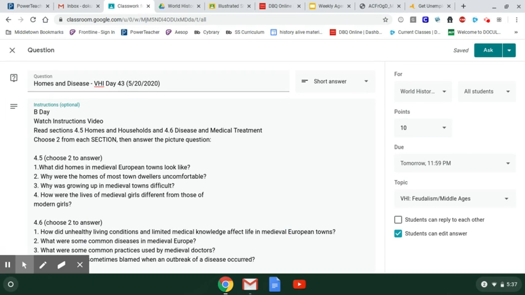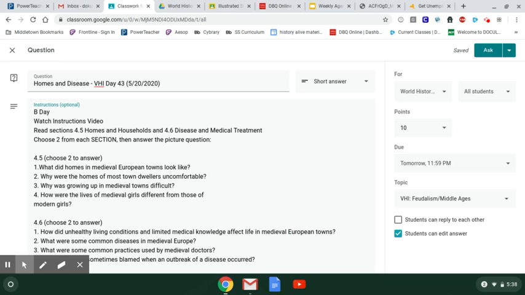We are on homes and households and disease and medical treatment. So I really like these two sections because we are all in our homes every single day now. Literally, we have to be because we can't go to school and most of us aren't going to work physically. So we are in our homes and we are being affected either directly or indirectly by a disease that's in the world right now. So these two sections really impact us, and we can relate to how people were living in the Middle Ages. So I think these are really two interesting and important sections.